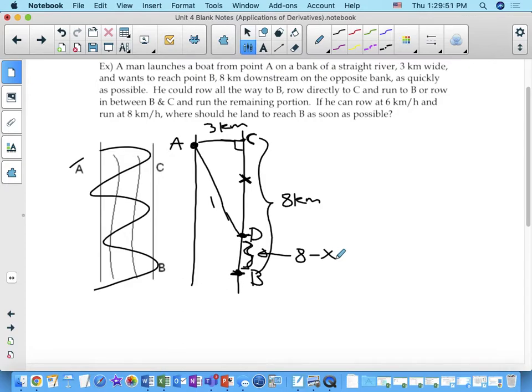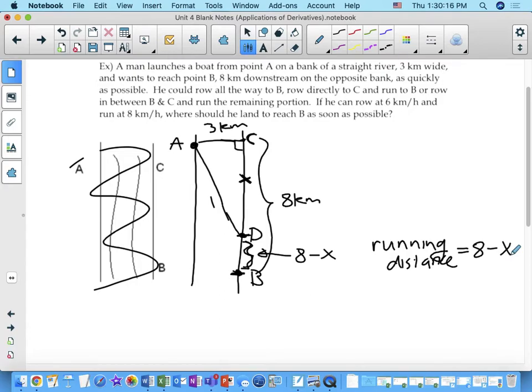Okay. So his distance that he runs, we have an expression in terms of x for that. Okay, that's easy. That's just 8 minus x. The running distance. Okay, so that's good.